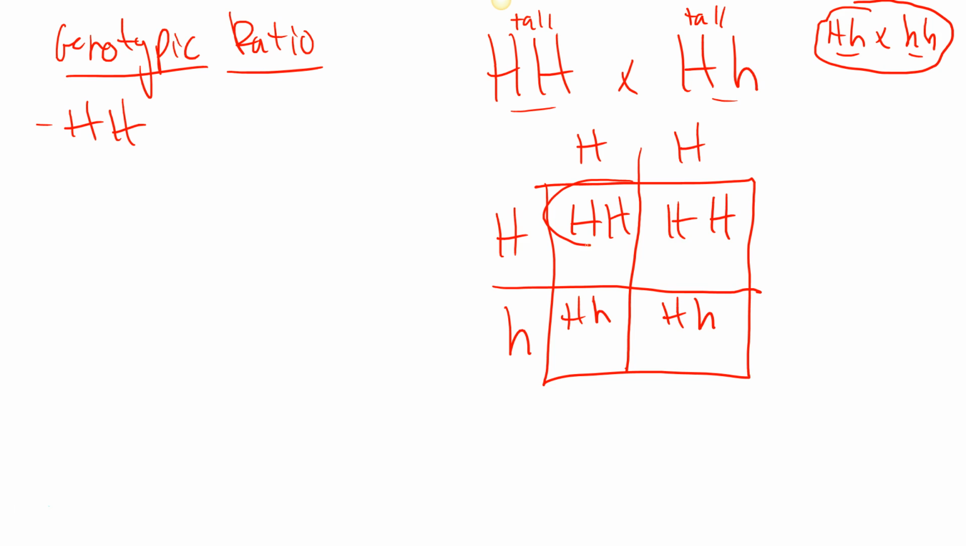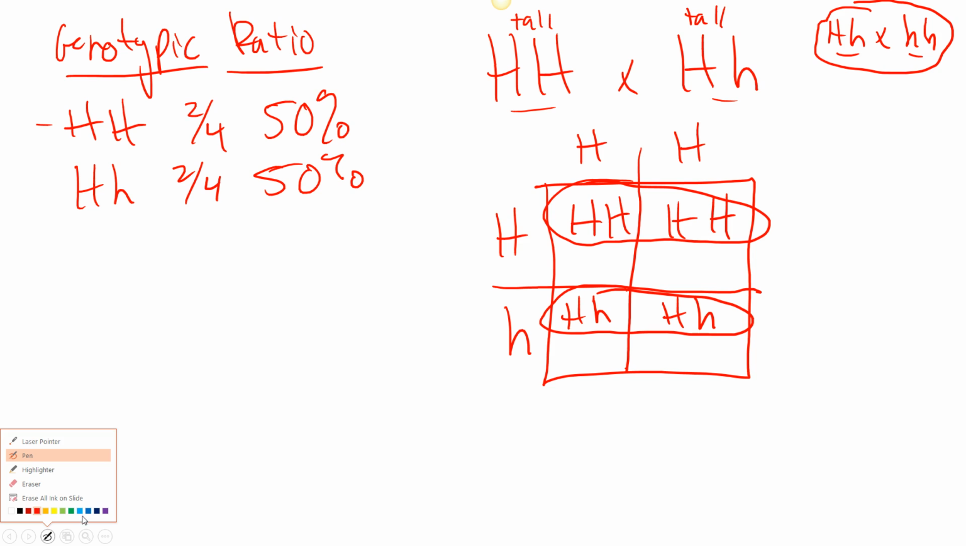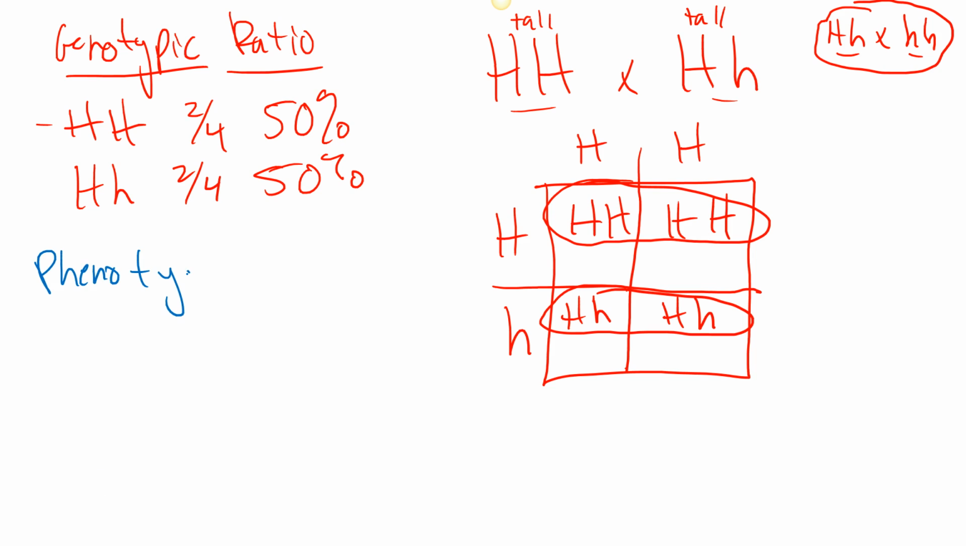Looks like I got 2 out of 4, or 50%. It's looking eerily similar to the last problem. But now, let's look at the phenotype. Looks like this is going to be a... Why am I using H's? I just switched. Nobody noticed that I was using H's?